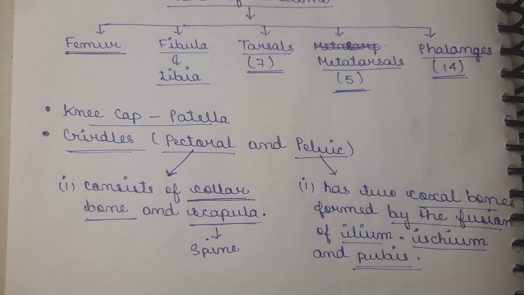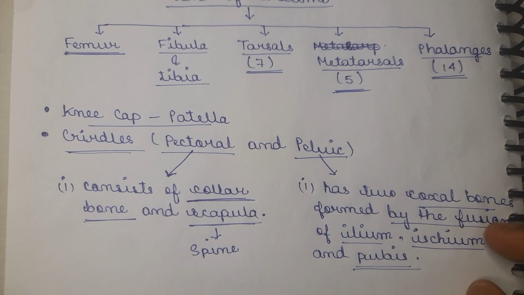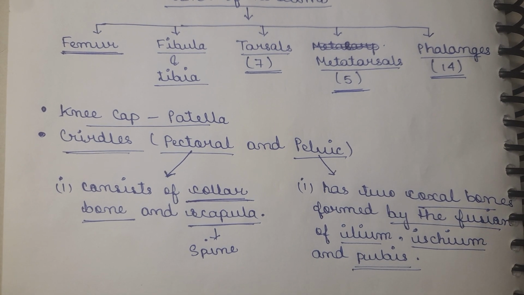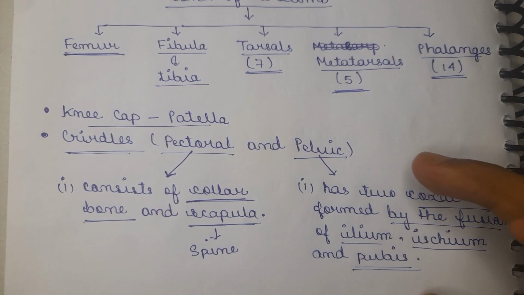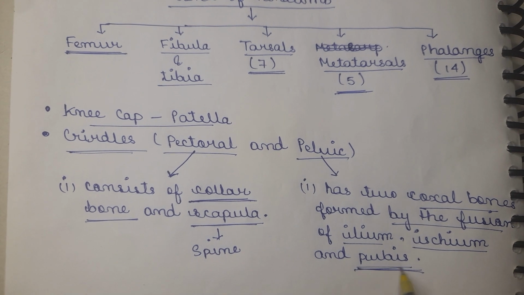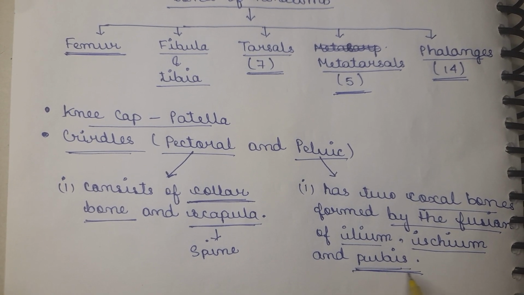And here the acetabulum is a cavity that is formed at the point of fusion of these 3 bones, where the thigh bone articulates. The 2 halves of this pelvic girdle meet ventrally to form the pubic symphysis. And this pubic symphysis also contains some fibrous cartilage.